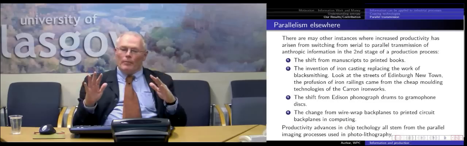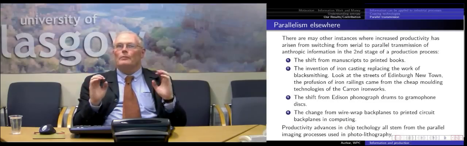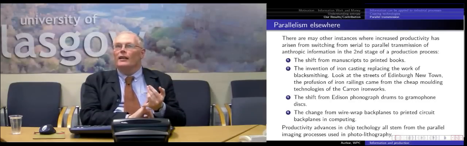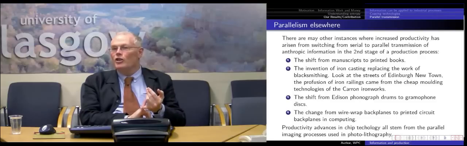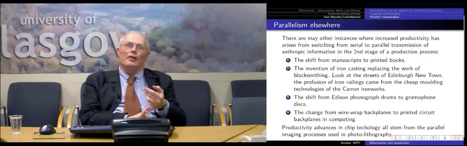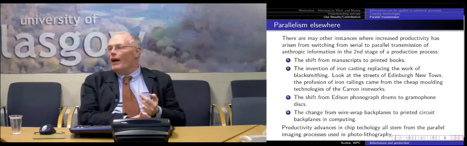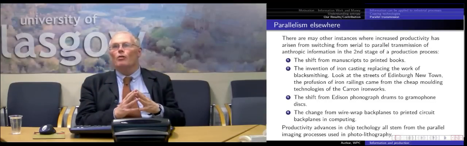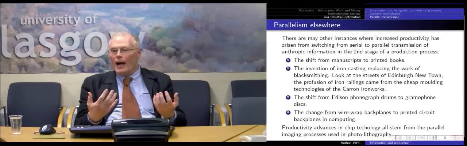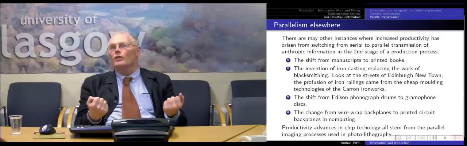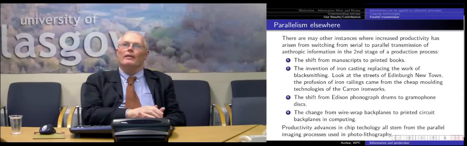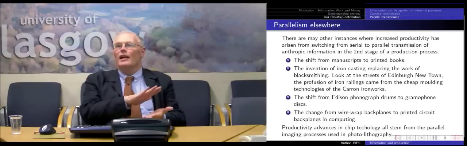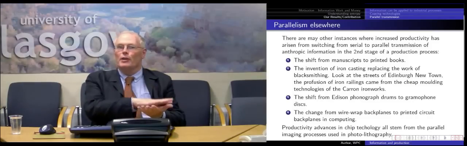This shift from sequential to parallel information occurs in lots of areas. We see the big increase in productivity that occurred in the early phases of capitalism when there was a shift from manuscript production to printed books. Another example was the invention of iron casting, which enabled the mass production, for instance, of iron railings, but also mass production of cheap iron pots, mass production of cheap iron stoves. There's a similar shift between the Edison phonograph, which was a sequential production process, and the gramophone record, which could be mass produced by printing.